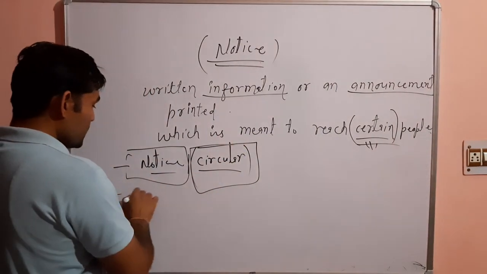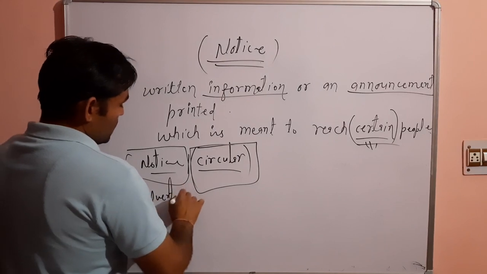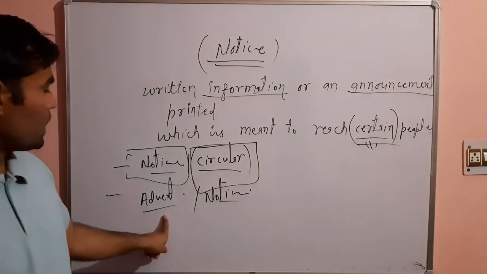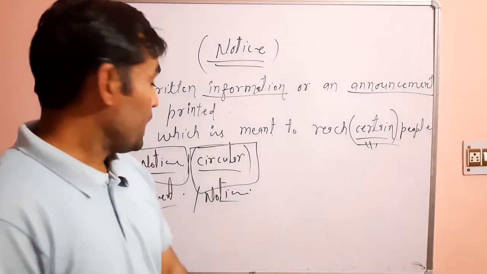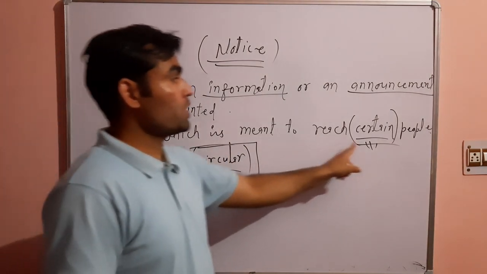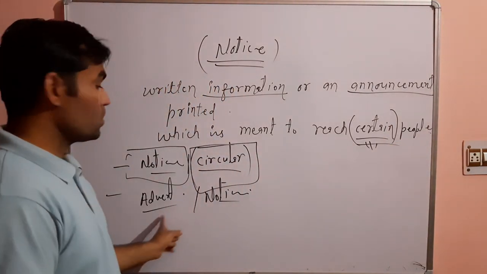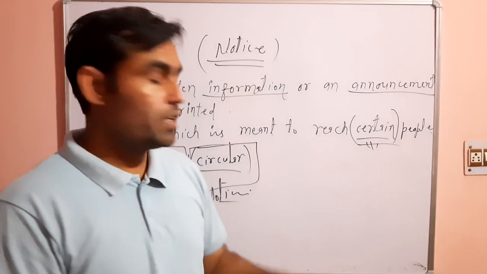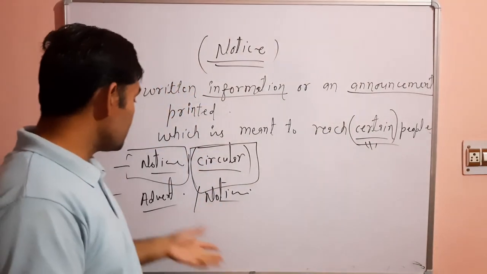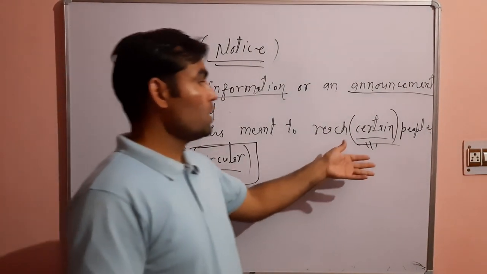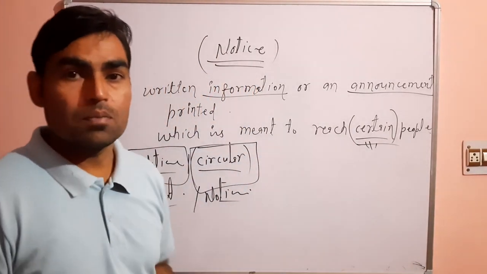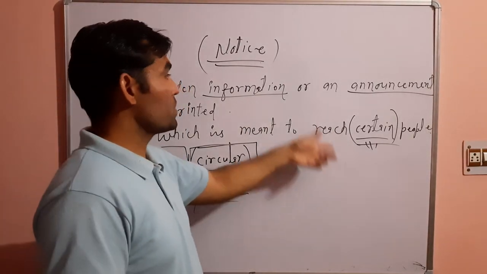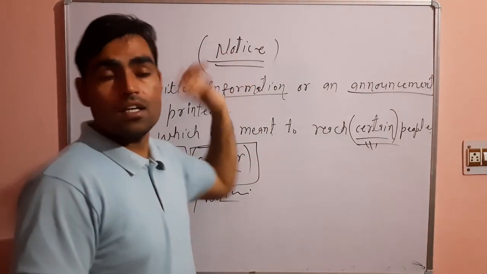As far as advertisement and notices are concerned, what is the difference between advertisement and notice? Notice is meant to reach certain people. But on the other hand, advertisement has a large area to cover. In other words, we can say that advertisement is for uncertain people. We cannot count the people, but in notice we can find out how many people are going to get the information that we would like to share with the help of that notice.